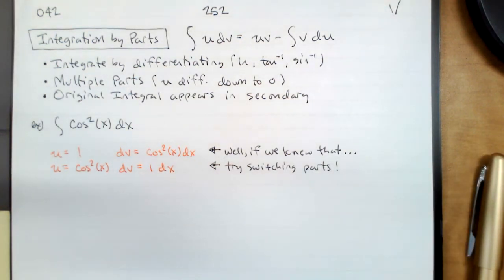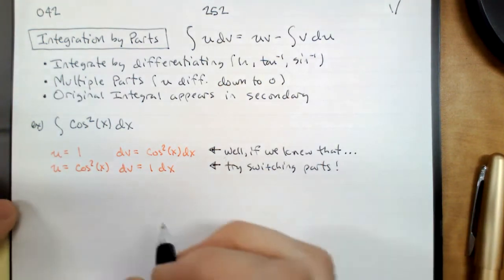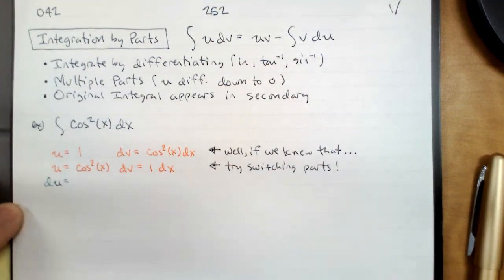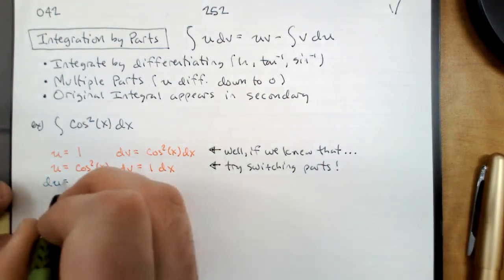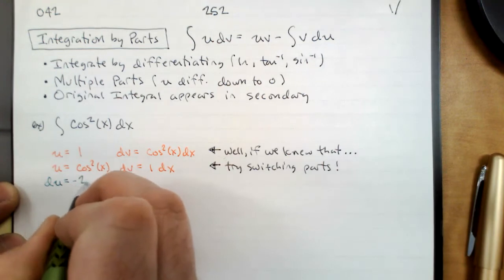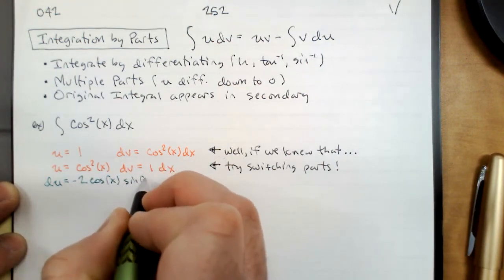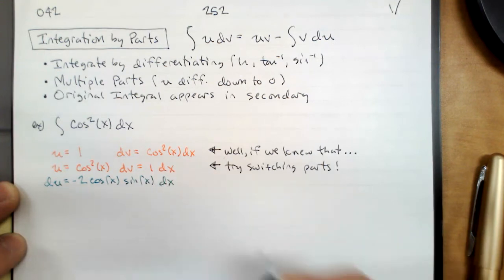All right, so that would be step 1. Write down our givens. Step 2, find du and v. So du, and automatically, I'm just not liking this right now, because the derivative of cosine squared x is 2 cosine x times minus sine x. We have to use the chain rule. So I'm going to have minus 2 cosine x sine x dx.